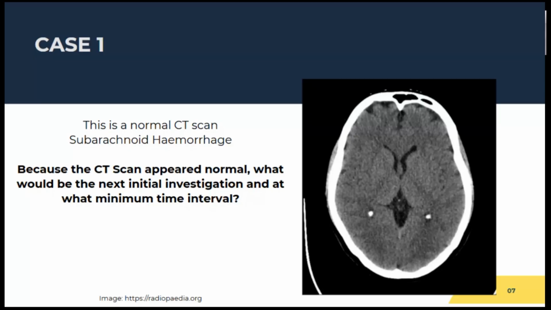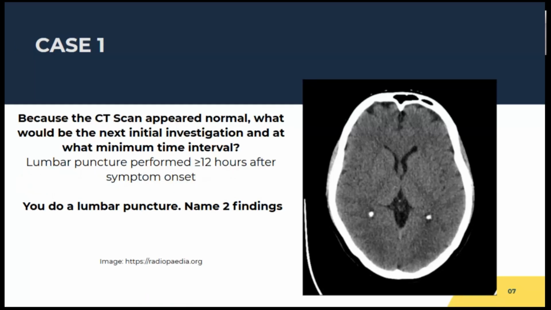Anyone know what the next investigation would be and how quickly we would want that investigation to be done? Yes, lumbar puncture is correct, Prishni. We'd want this to be done after 12 hours, to give time for the lysis of red blood cells and release of bilirubin. And I've sort of given away the answer to the next question with that.